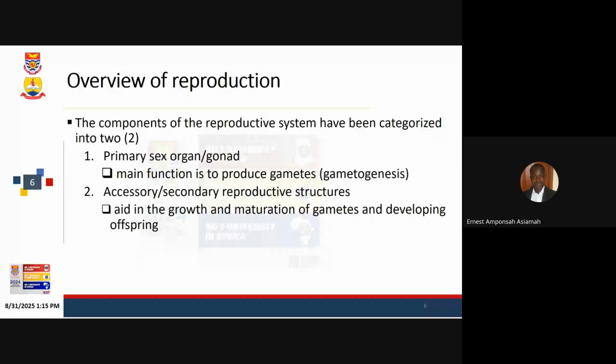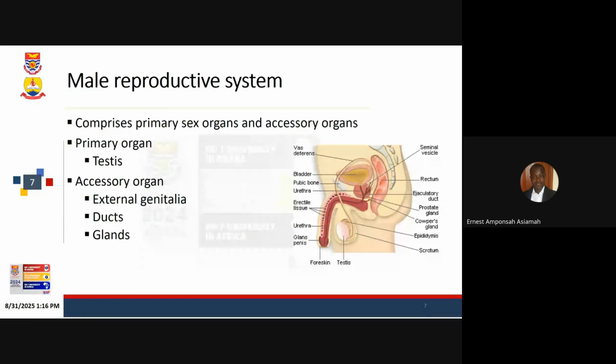So the key thing is that the primary sex organ is for the production of gametes, and that process is what we call gametogenesis. Then we have the accessory organs, which are for growth and maturation of the gametes, and especially in females, they are also involved in nurturing the offspring. So we take the male reproductive system, then we look at the female reproductive system.